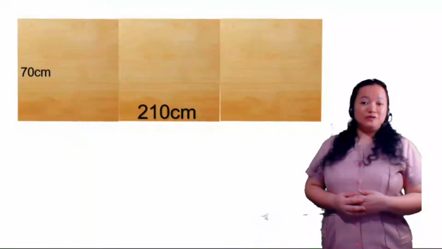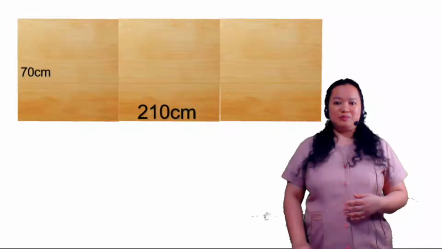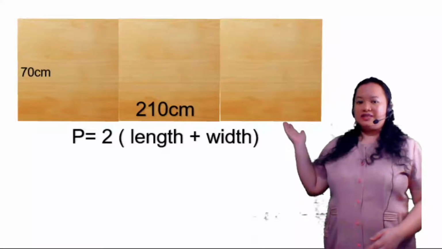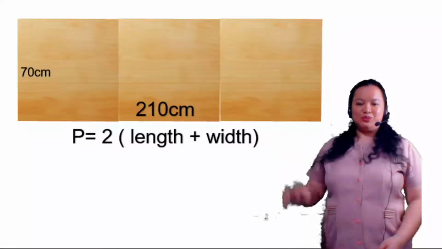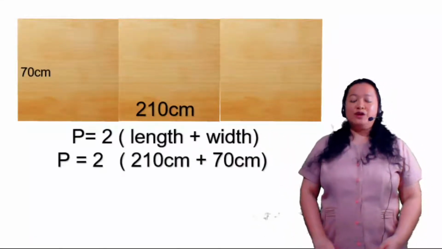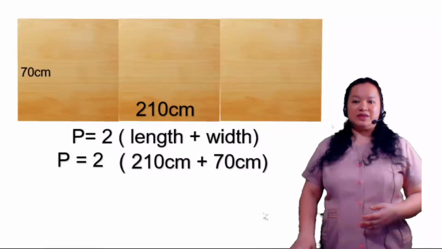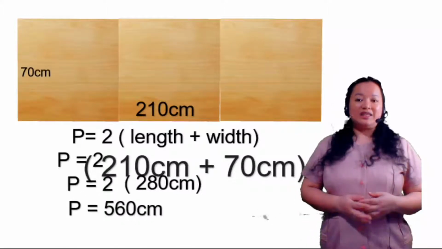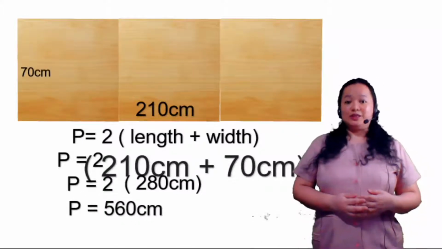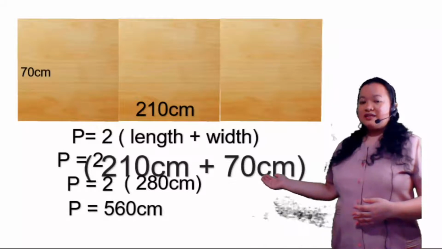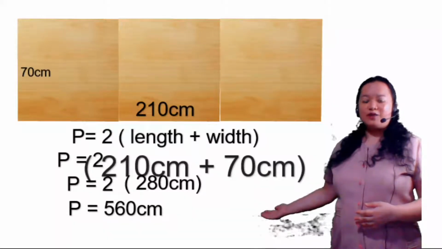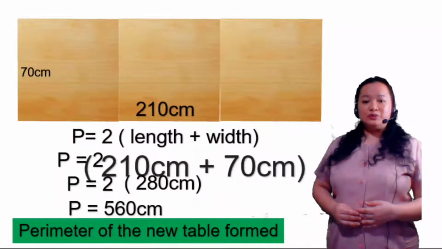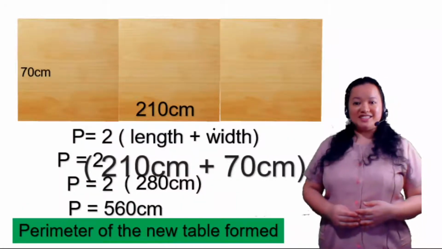Let us now solve for the perimeter of the rectangular table formed. We will use the formula perimeter equals length plus width times 2. So we have 210 plus 70 will give us a sum of 280 centimeters. And 280 centimeters times 2 will give us a product of 560 centimeters. The perimeter of the new table formed is 560 centimeters.